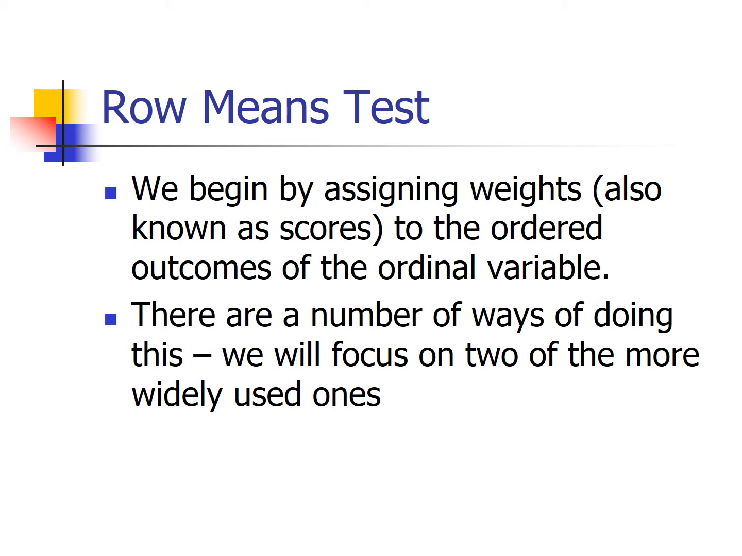So the appropriate test for this situation is called the row means test. The row means test works like this. It creates these weights, referred to often by SAS and by the literature as scores, for the ordered outcomes of our ordinal variable. It uses these weights to create essentially categorical analogs to means. And so we compute a mean for each of our rows and we compare those means. So what is that sort of analogous to?